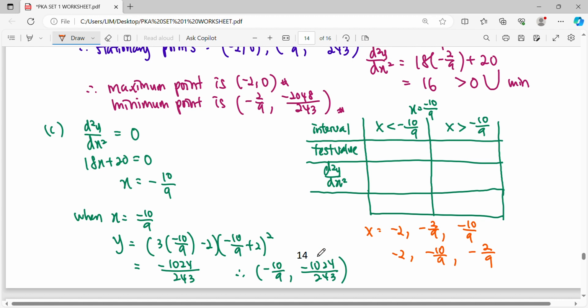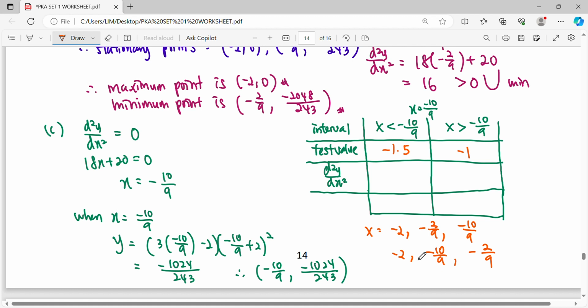So within -10/9 and -2, -1.5. Alright. So -10/9 within this one, -1 can. We want to see the concavity before this point and the concavity after this point, but not too far.